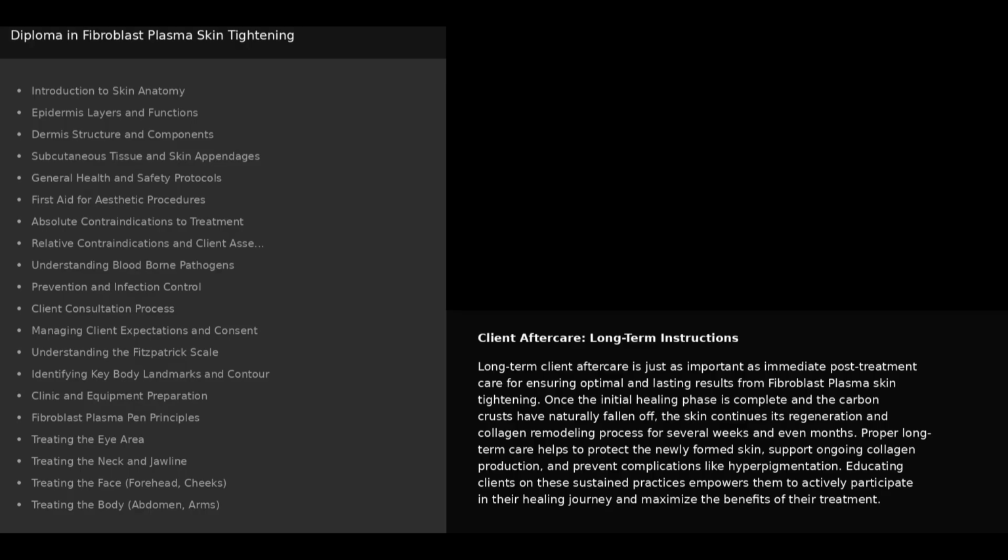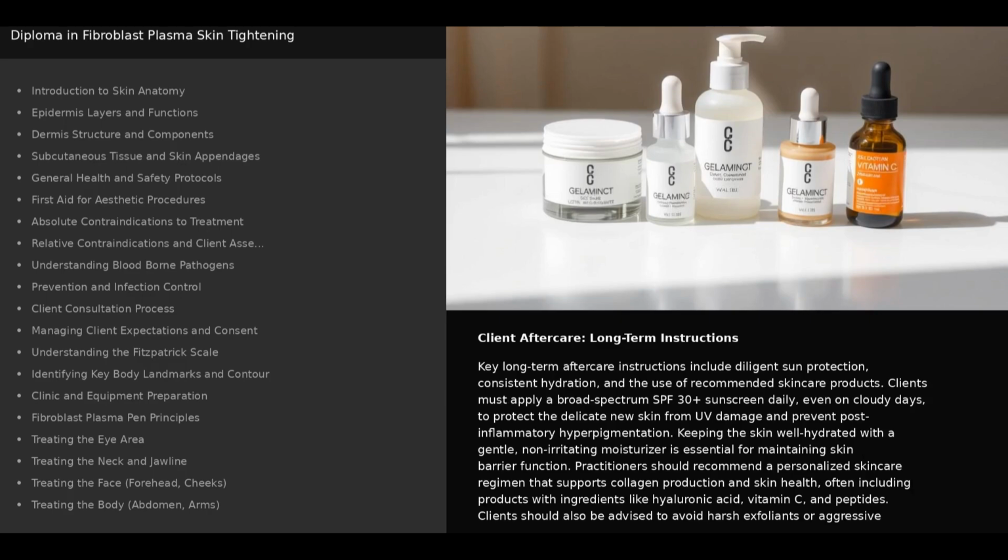Proper long-term care helps to protect the newly formed skin, support ongoing collagen production, and prevent complications like hyperpigmentation. Educating clients on these sustained practices empowers them to actively participate in their healing journey and maximize the benefits of their treatment. Key long-term aftercare instructions include diligent sun protection, consistent hydration, and the use of recommended skincare products.